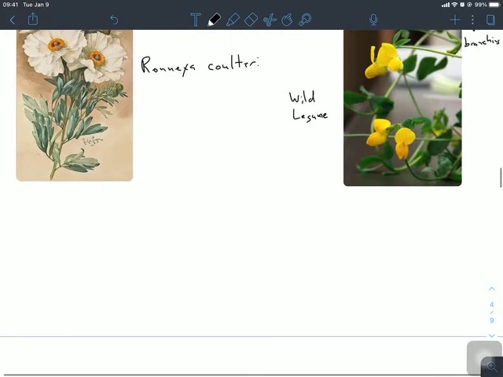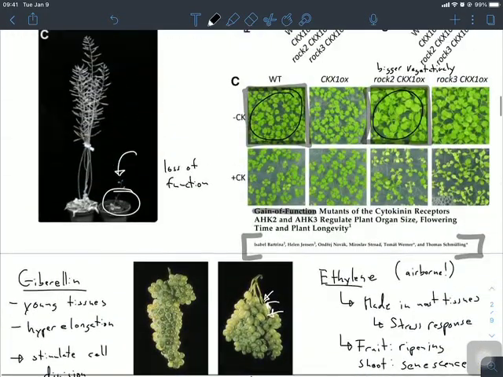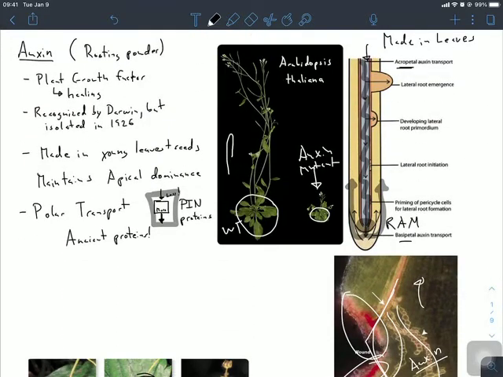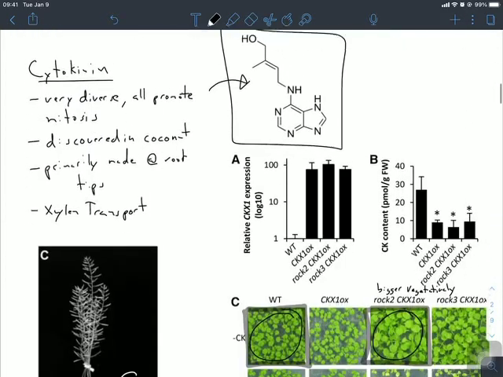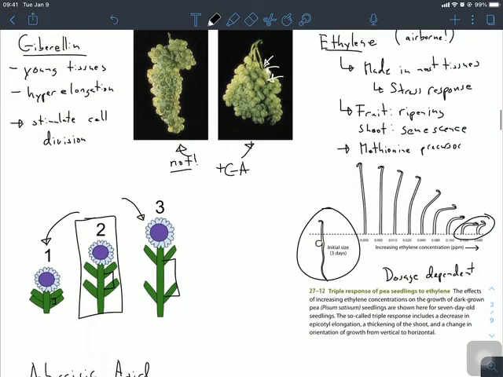Now, in all of this, I want y'all to know that dosage matters. With all of our hormones, whether we're talking about our polar transport of auxin that keeps increasing in concentration towards our tip, or whether we're talking about cytokinins that are made at the tip and then transported away, the tip being the region of cell division, or gibberellins or ethylenes, their concentration certainly matters in terms of how fast your fruit's going to ripen.